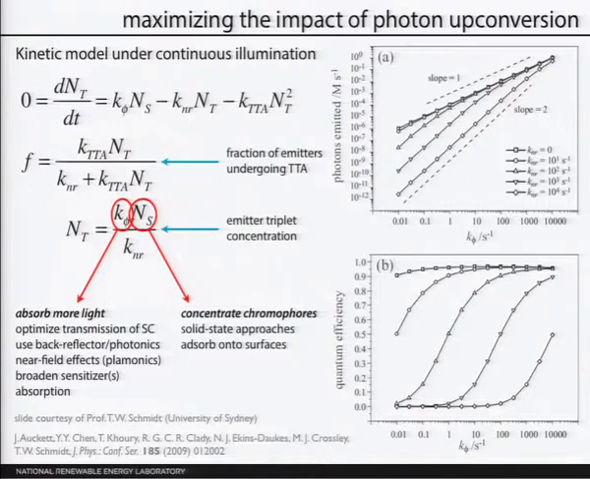One thing to note is that you could also increase this emitter triplet concentration by decreasing the non-radiative rate, as shown in these figures on the right-hand side. One way to do this, and I'll talk a little bit about this, is to remove oxygen from the system. Oxygen can act as an efficient quencher and actually enhance this non-radiative rate.